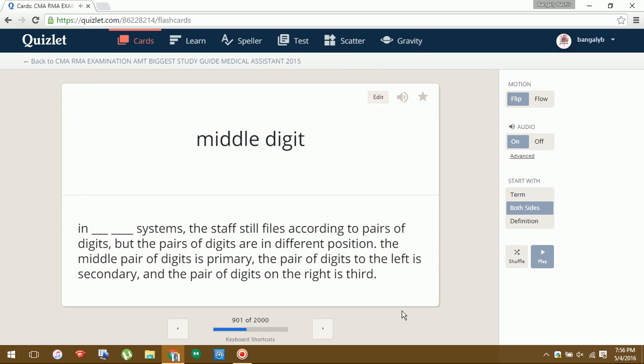Middle digit. In middle digit systems, the staff still files according to pairs of digits, but the pairs of digits are in different positions. The middle pair of digits is primary, the pair of digits to the left is secondary, and the pair of digits on the right is third.